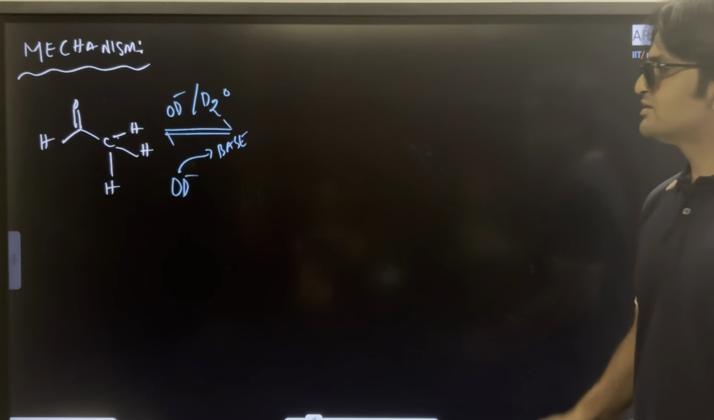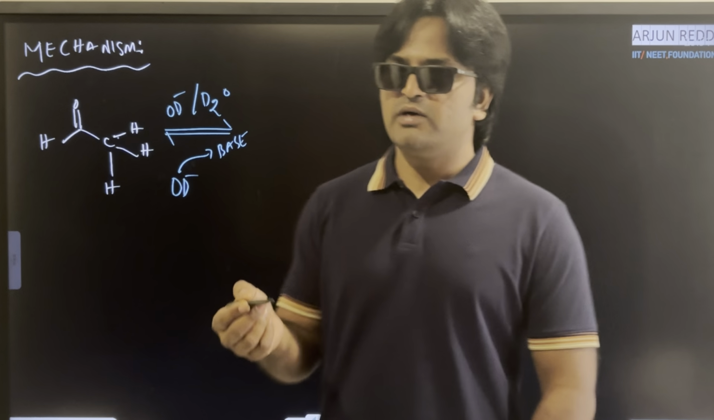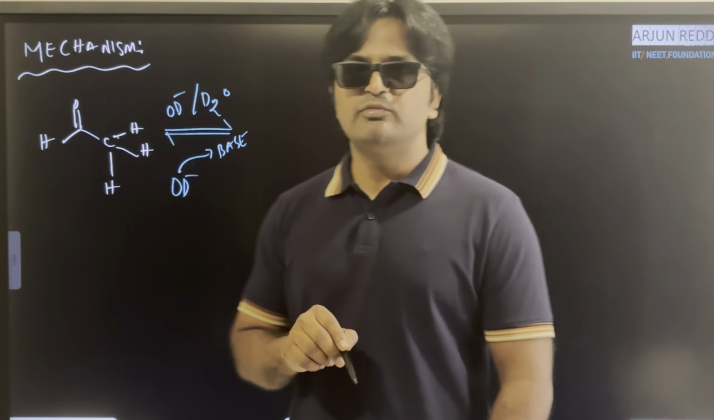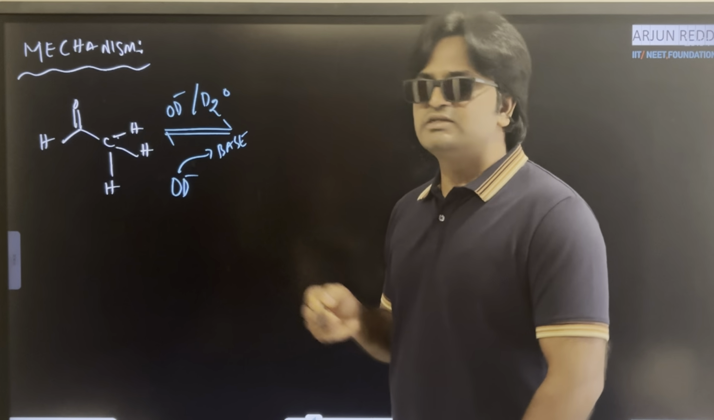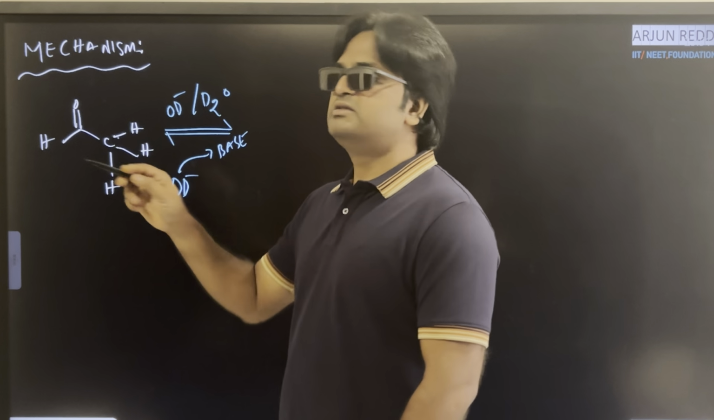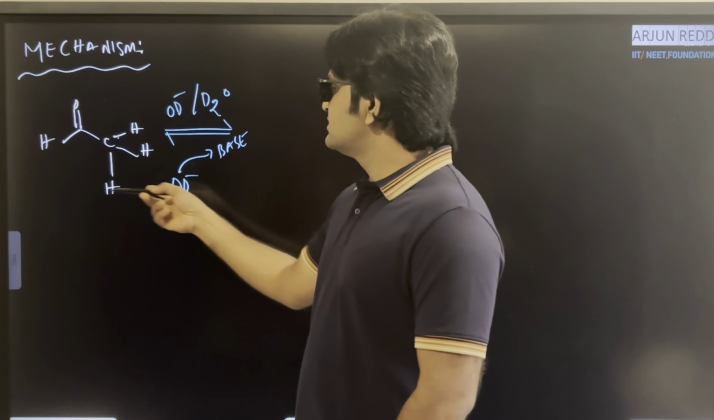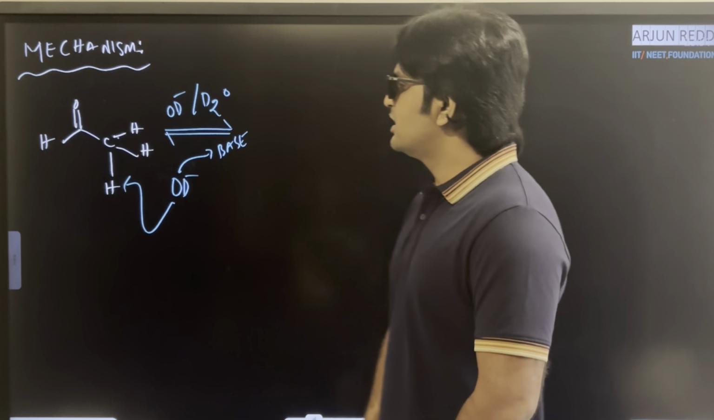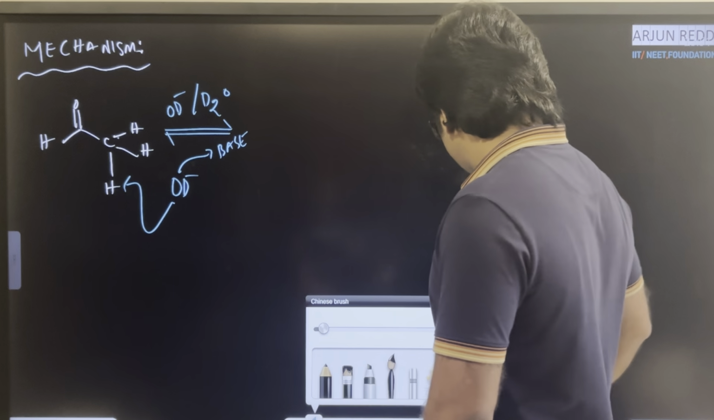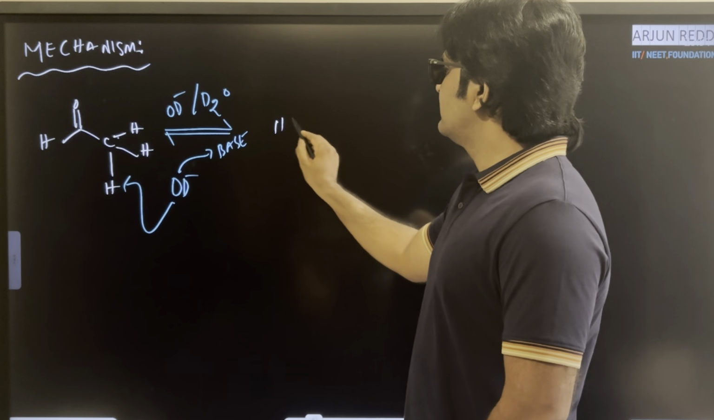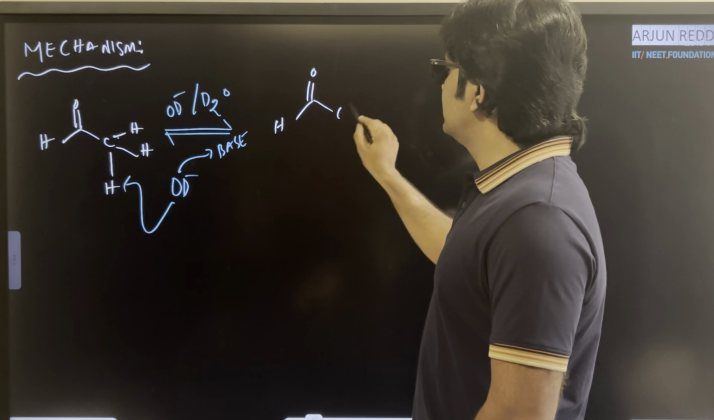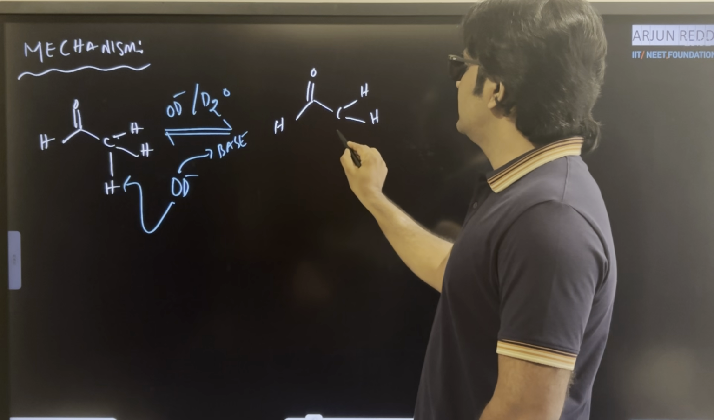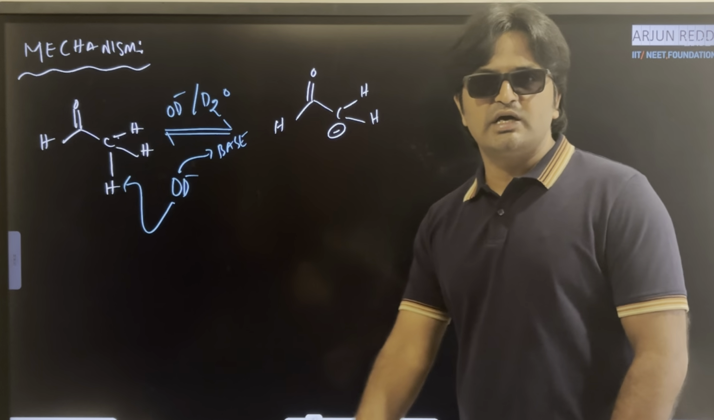What is the meaning of base? A base is nothing but something that wants to form a bond with a proton. In the given reactant molecule, where is the acidic proton present? From the left side or from the right side? Yes, from the right side there is an acidic proton. That OD minus is searching for a proton and simply receives the proton from that carbon atom. So when OD minus receives the proton from that carbon atom, what is the result here? That hydrogen leaves, leaving 2 electrons at the carbon atom, and the result is a carbanion.